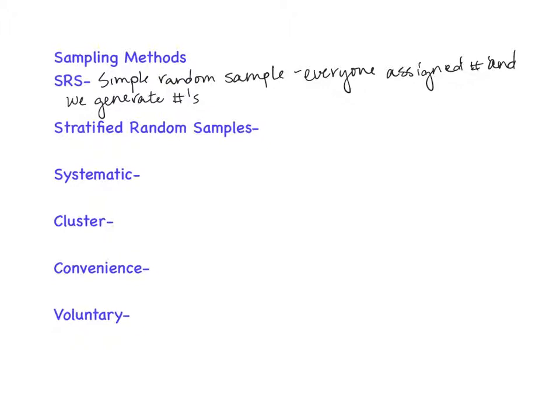Stratified random sample is a little bit different. Every individual still has the same chance of being picked, but in this one, we split a population into homogeneous groups, and then we randomly sample from each group.